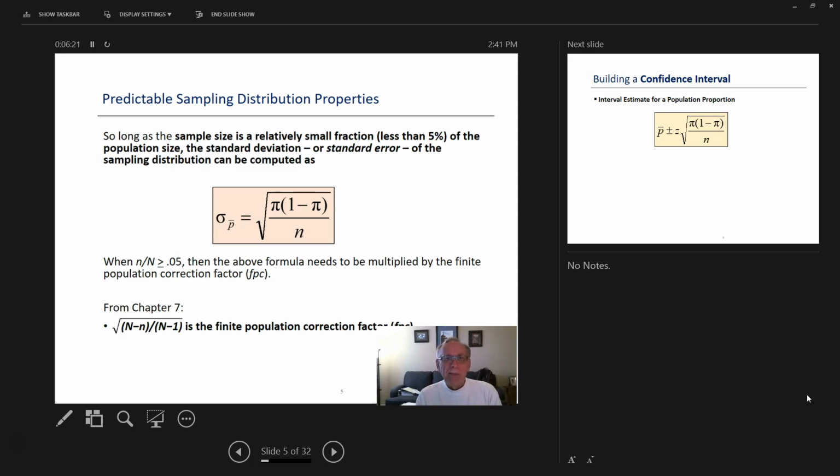So, predictable sampling distribution properties. The sample size is a relatively small fraction, less than 5% of the population. The standard deviation or standard error of the sampling distribution can be computed as above. Now keep in mind, if you go back to Chapter 7, that finite population correction that we applied, we're going to continue to use that in Chapter 8.